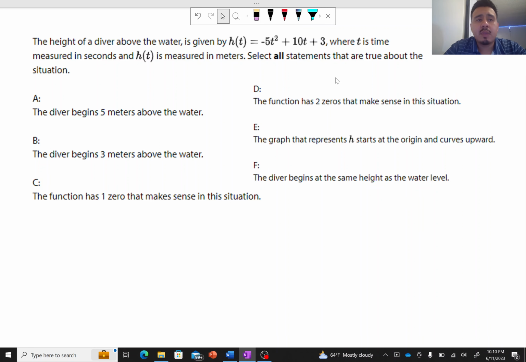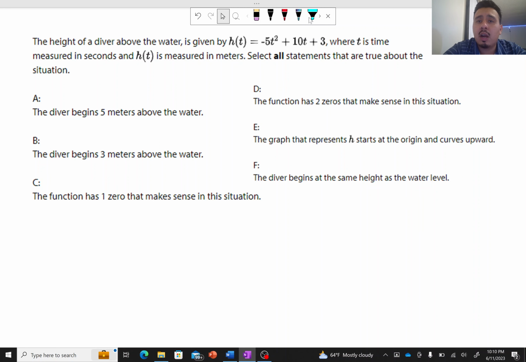All right, so let's go ahead and read the problem. It says, the height of a diver above the water is given by h of t is equal to negative 5t squared plus 10t plus 3, where t is time measured in seconds and h of t is measured in meters. Select all statements that are true about the situation.